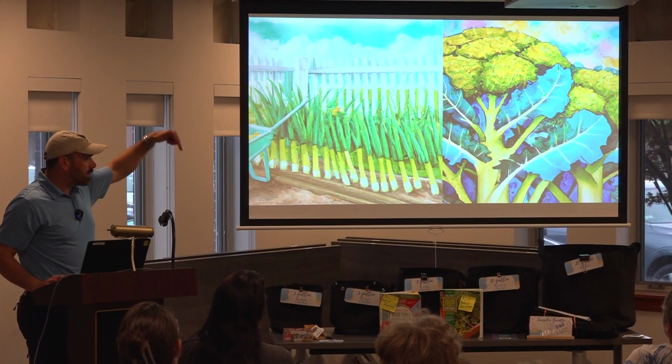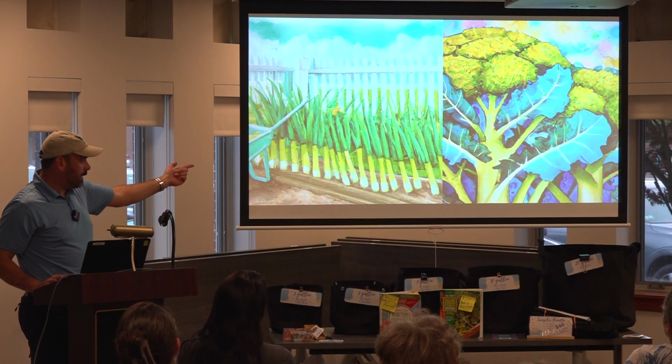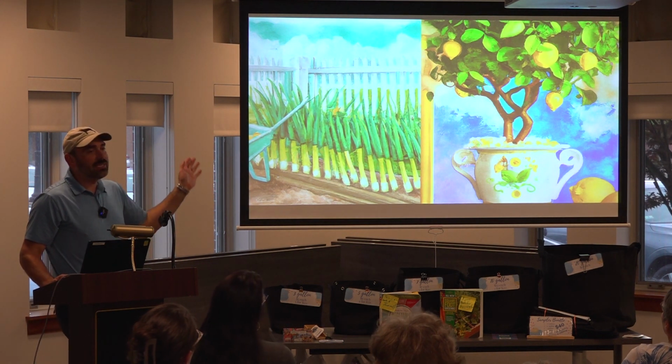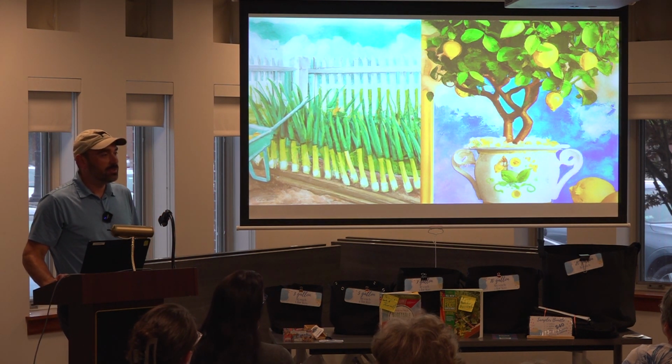What else? Leeks, such a deep root. Not going to do it. AI thinks they grow above ground. That's weird. And I already said the citrus trees don't belong here in Massachusetts.